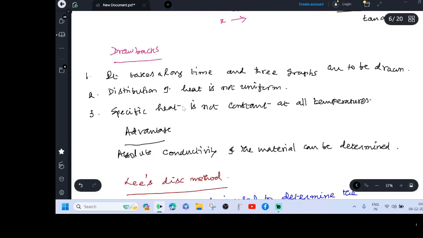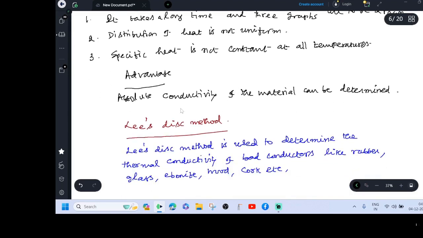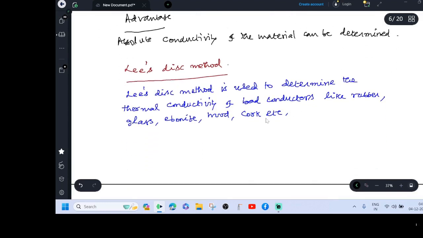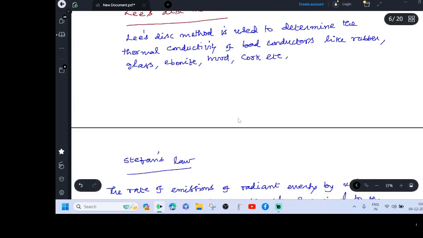Then the drawbacks existing in Forbes method include: it takes a long time and three graphs are to be drawn. Distribution of heat is not uniform. Specific heat is not constant at all temperatures. But the major advantage is that absolute conductivity of the material can be determined. With the help of Lee's disc method, we can determine the thermal conductivity of bad conductors like rubber, glass, ebonite, wood, cork, etc.